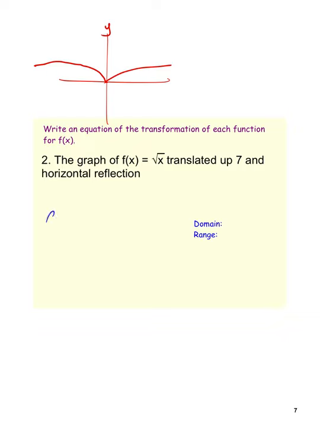Okay, so that would be f of x equals the square root of negative x on the inside, and then translating up 7 units would be adding 7 at the end here. Okay, so there'd be a plus 7 that wouldn't be under the radical. Sorry, I made my radical go a little too far there. Okay, I'll bring that 7 back over a little bit.